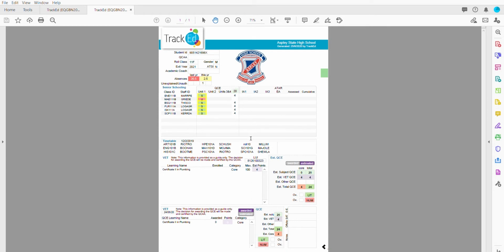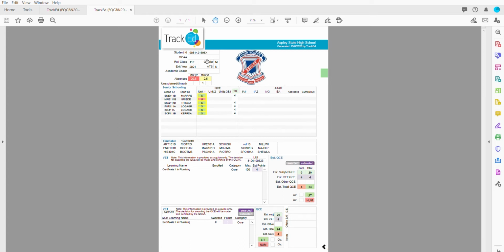Welcome to the tutorial on understanding a student's TrackEd report. You will be emailed TrackEd reports periodically in relation to how a student is tracking towards achievement of their QCE, or Queensland Certificate of Education. There is a number of pieces of information that appears on this report, and it's important for you to understand what that information is representing.